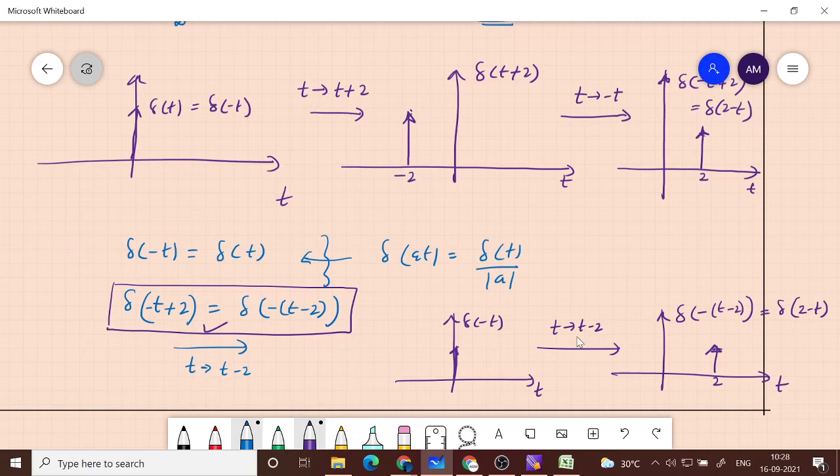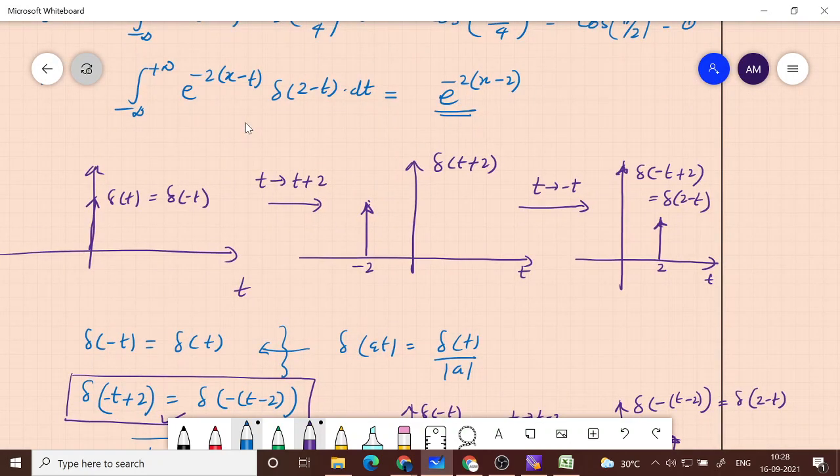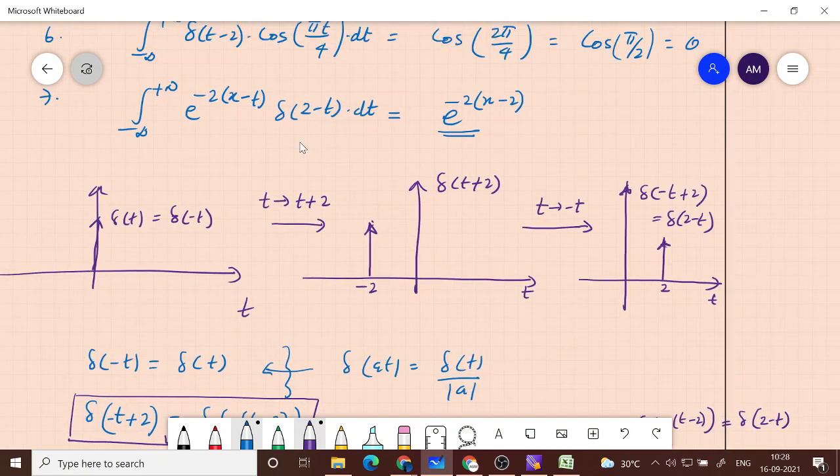If you do the second approach, you need to algebraically work out the transformation of t, and then accordingly you shift it. Here t is changing to t minus 2, as I have shown here, but both will give you the same result. In order to apply the sampling property, you need the location at which the impulse happens. That is the point. To do all these kinds of problems, you need to know that.